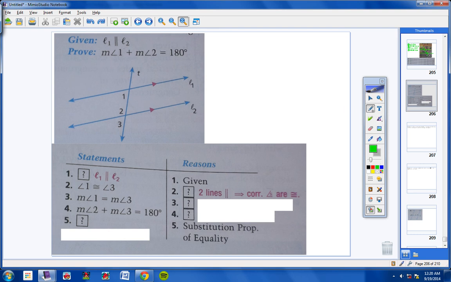Or if two angles have the same measure, they're congruent. So, definition of congruent angles. All right. Now, number 4. How can they say 2 plus 3 equals 180?